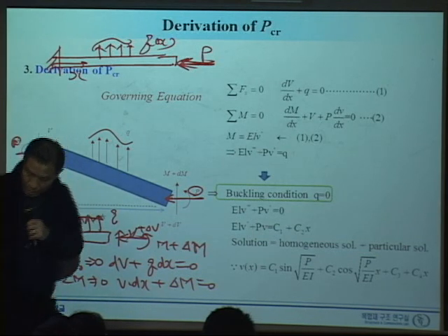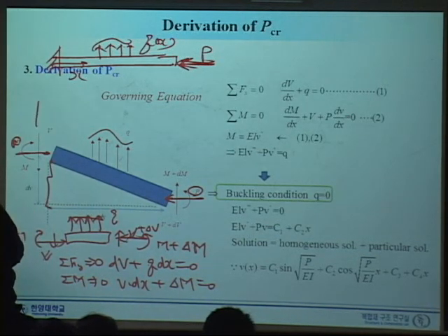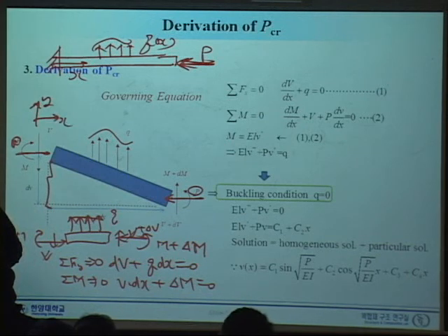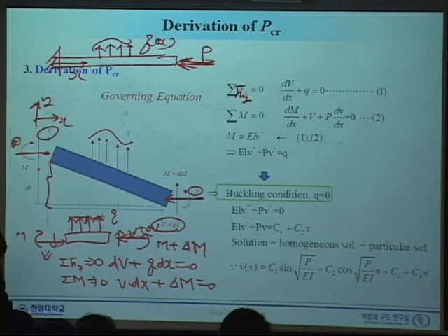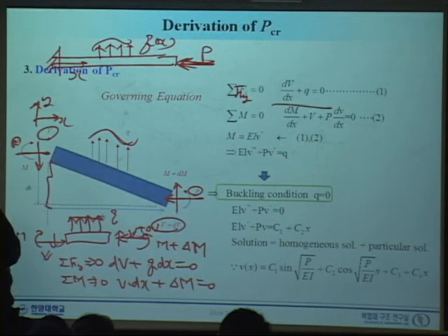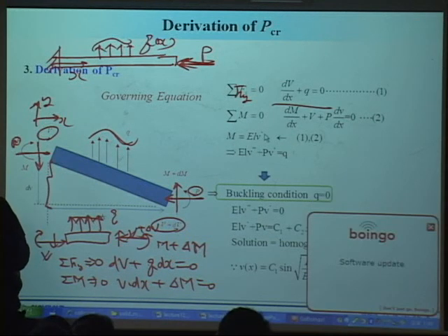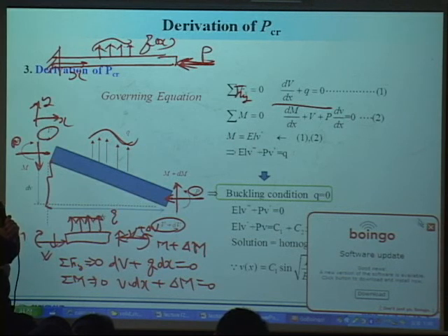This is not the x equilibrium. This is the y and x, and this should be a y directional force equilibrium, which simply means that we have V plus dV and we have V here, right? V plus dV, and simply we have q(x), same as before. It has nothing to do with whether we have a longitudinal P here.